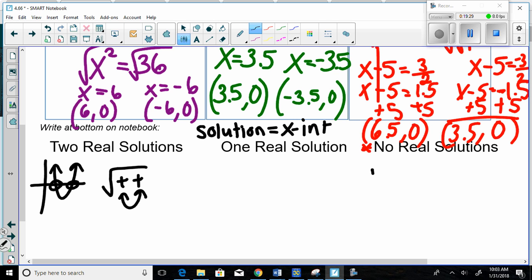No real solution looks something like this, and you'll be focusing on this now for 2. It's like a parabola floating up in space. See how it doesn't hit the x-axis? You guys see that? Now, type in square root of negative 36 in your calculator, and tell me what you get.